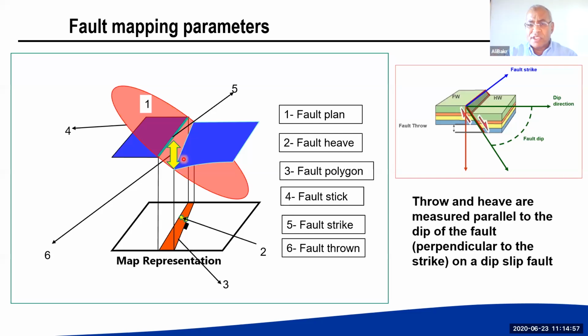You learn the fault plane, you learn the fault strike, then you learn the fault stick and the fault polygon. Now you get the fault heave and the fault throw. The fault heave here is the horizontal distance, in the case of a normal fault, between the strike of the upthrown side and the strike of the downthrown side, and it represents the area where the bed is not present or only partially present.